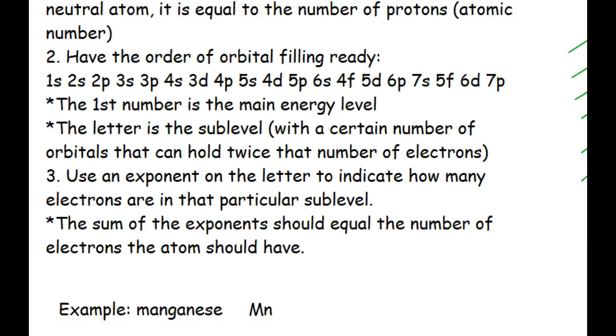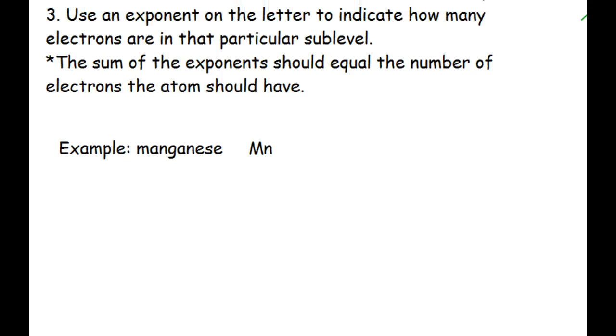So let's do an example. Let's take manganese. Manganese is element number 25 on the periodic table. So that means it's going to have 25 electrons. So when we start our order of orbital filling, we have to start from the lowest energy level, as the Aufbau principle says. That would be 1s. S can hold 2 electrons because there's 1 orbital. 1s2. Your next is the 2s. 2s2.